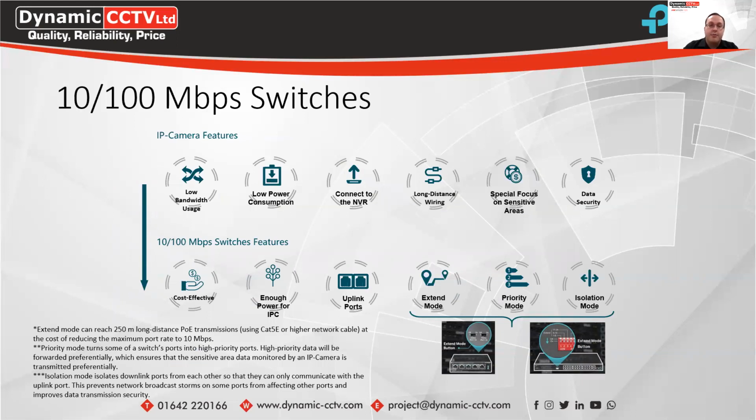These come with uplink ports on the majority of units, as well as the extend mode, which can give you up to 250 meters long range distance of PoE transmission on Cat5e and higher cable, but it will reduce the actual speed of that port down to 10 megabits a second. You also have the high priority modes on the actual switches themselves, which prioritizes that data and is forwarded on with preferential treatment as a system.